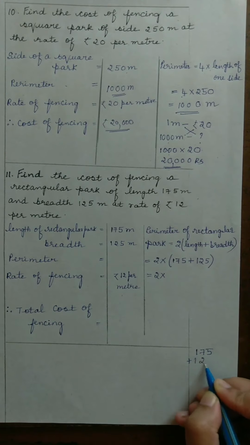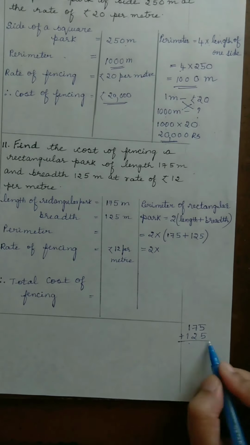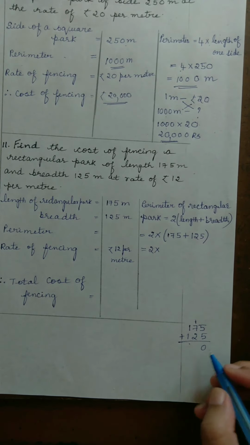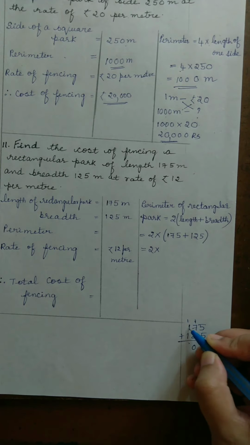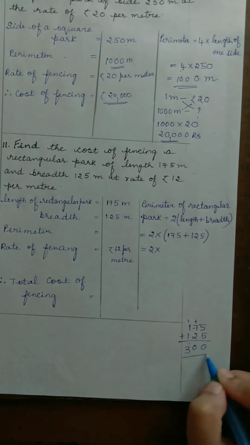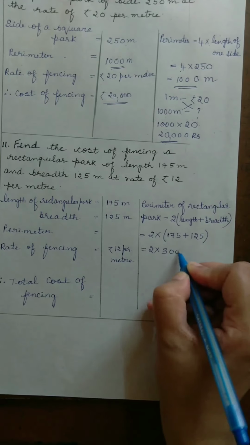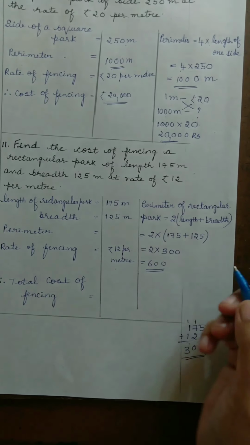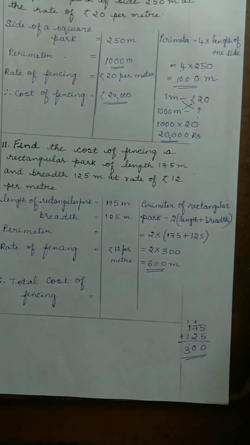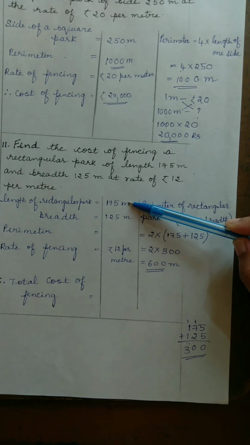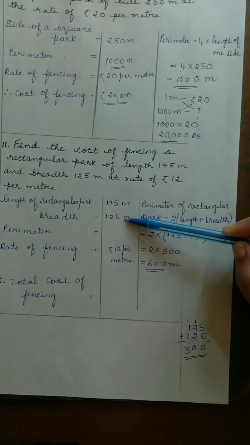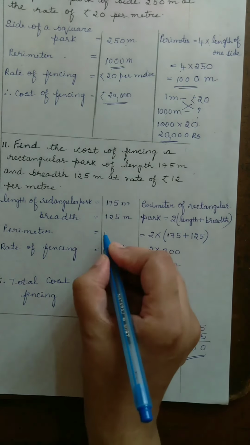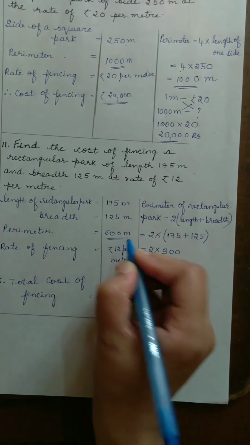175 plus 125. Therefore, 5 plus 5, 10. 1 carry on. 7 plus 2, 9, plus 1, 10. 1 carry on. 1 plus 1, 2. 2 plus 1, 3. Therefore, 2 into 300. So, 2 zeros are 0, 2 zeros are 0, 2 threes are 6. Therefore, the perimeter of the rectangular park with length equal to 175 meter and breadth equal to 125 meter is equal to 600 meter.